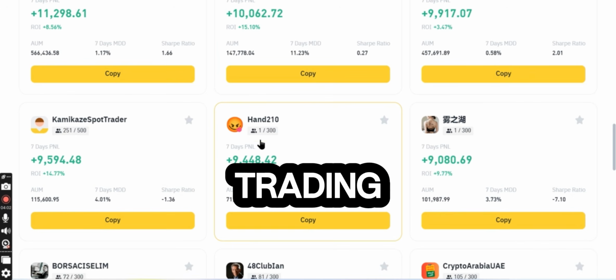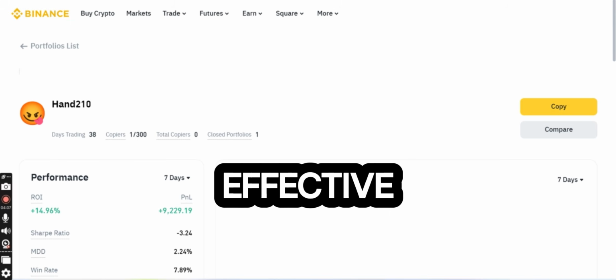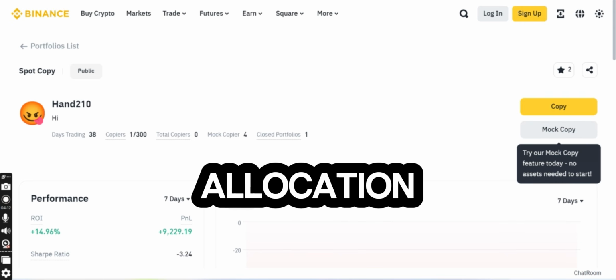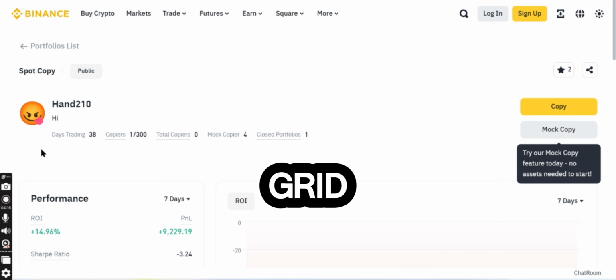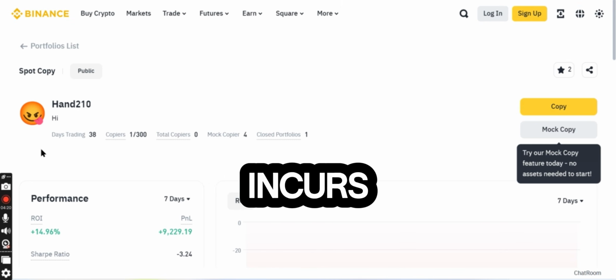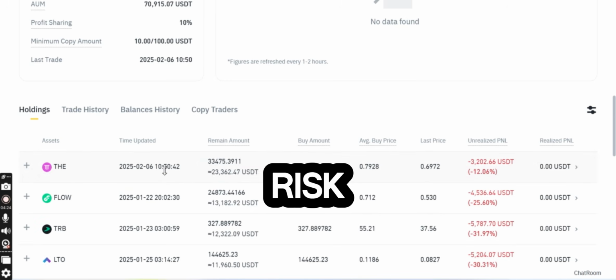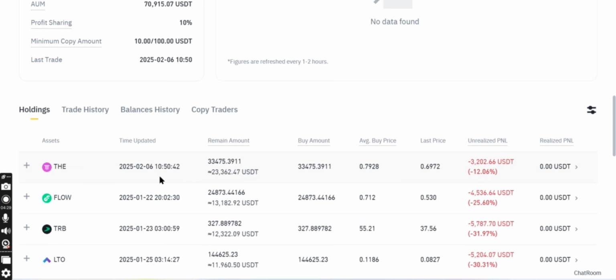Risks of grid trading. Market trend risk. Grid trading is less effective in strong trending markets. Capital allocation. Requires sufficient funds to maintain all orders in the grid. Exchange fees. High-frequency trading may incur significant transaction costs. Liquidation risk. Leverage can amplify losses if not managed properly.